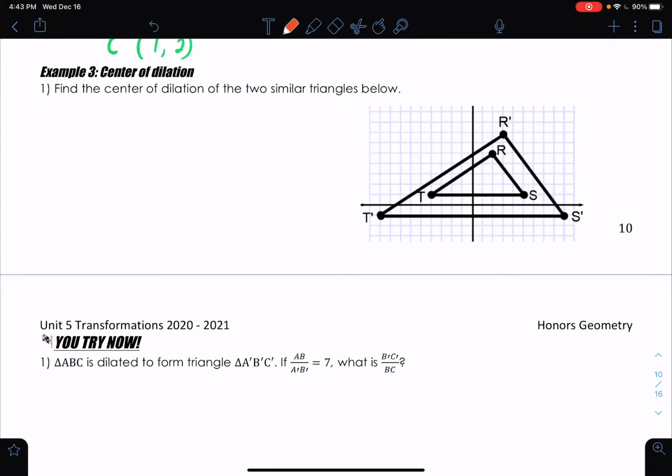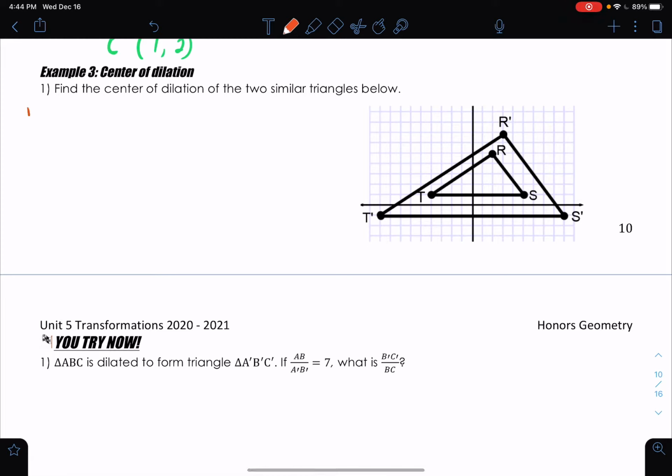For our next example, we're going to find the center of dilation of the two similar triangles below. So we start with our pre-image, triangle TRS, and then this is an enlargement to get our image T'R'S'. Okay, so let's find the center of dilation. So this is all emanating from the center. In order to calculate the center, what I'm going to do is first find the scale factor. All right, that's going to help me out.